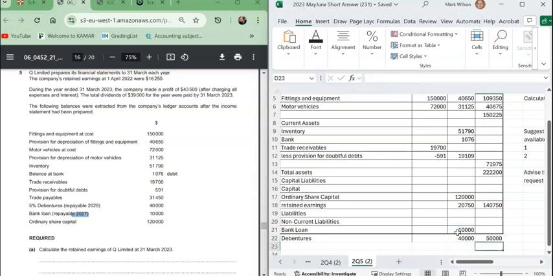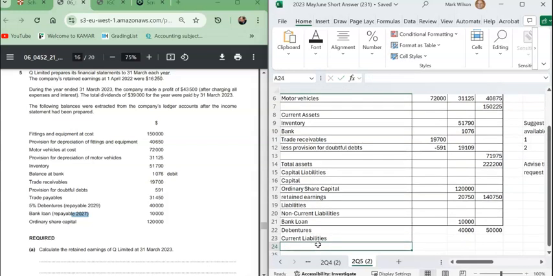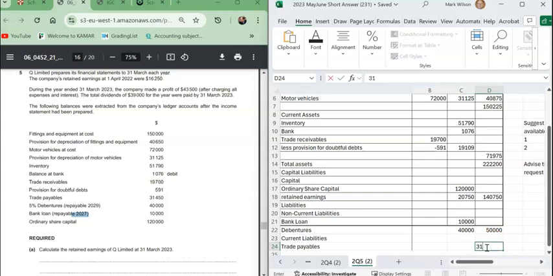And then we've got our current liabilities. These are things that we owe in the short term. And there must be just anything left. It looks like we've got trade payables. Can you see any more? No, everything's used. So just trade payables. 31,450.